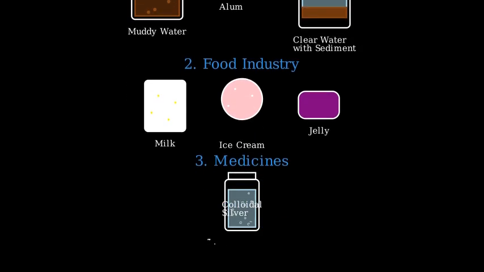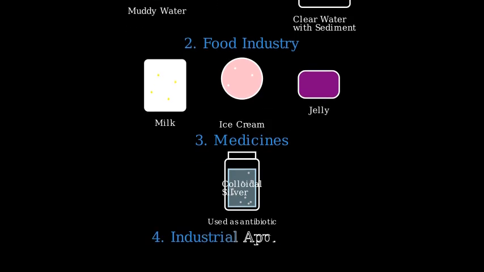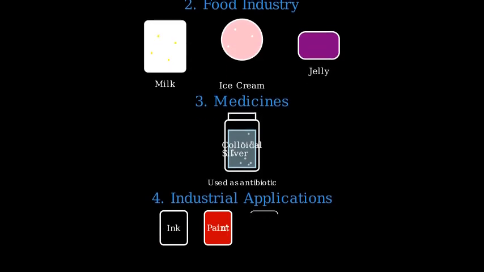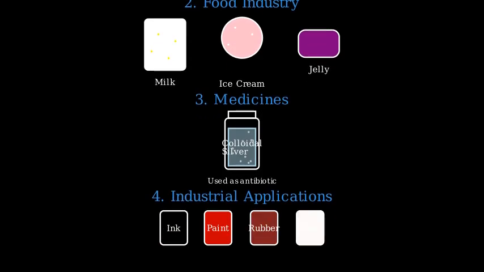For example, colloidal silver was used as an antibiotic before the development of modern antibiotics. 4. Industrial applications. Colloids are important in the production of daily use items like inks, paints, rubber, and paper.